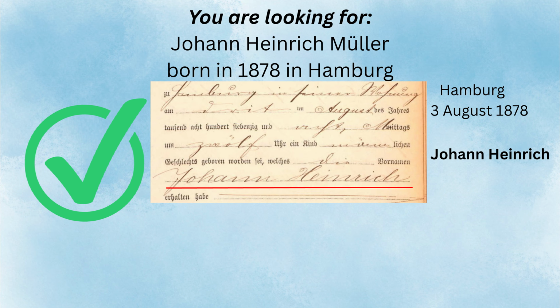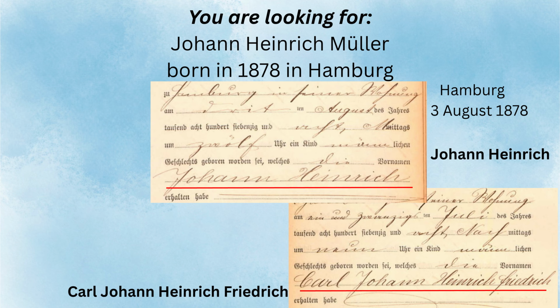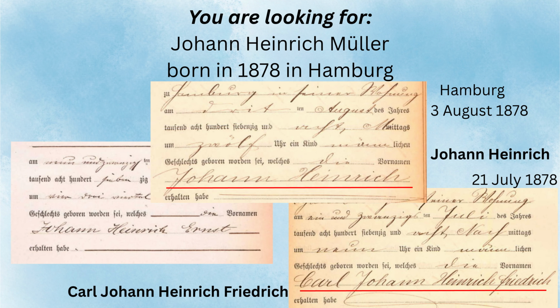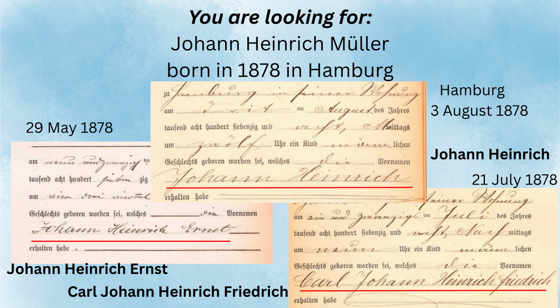Except it isn't. Because there was also a Karl Johann Heinrich Friedrich Müller, who was born at about the same time in Hamburg, and a Johann Heinrich Ernst Müller, who was born just a few weeks before that. So, which one of them was your Johann Heinrich Müller?